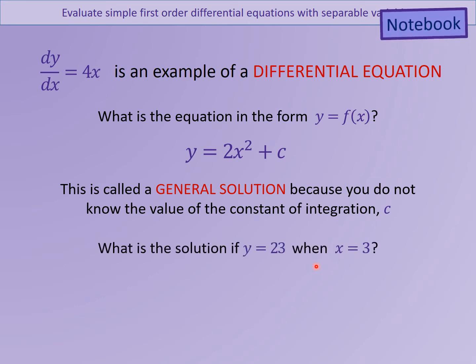Now, if I give you an extra bit of information, so I'm telling you now that what I know is that this equation, this y equals 2x squared plus c, goes through the point 3, 23. So 3 for x, 23 for y. Could you find for me the solution now, please?